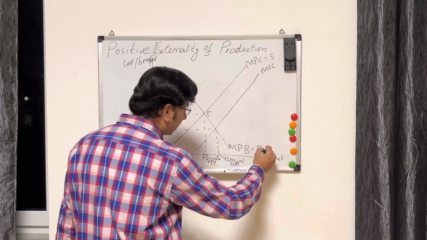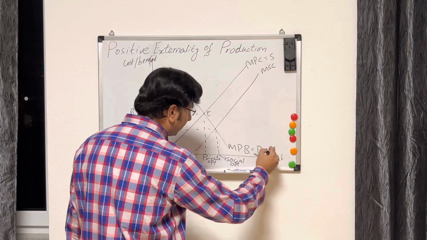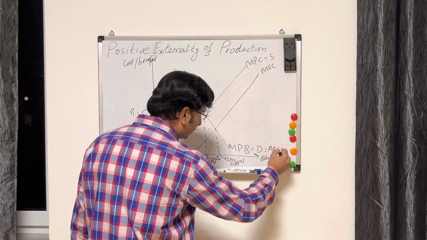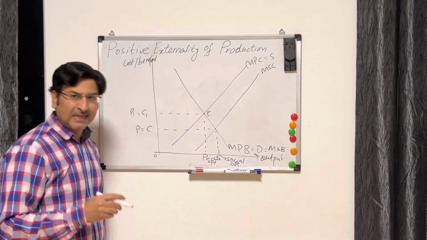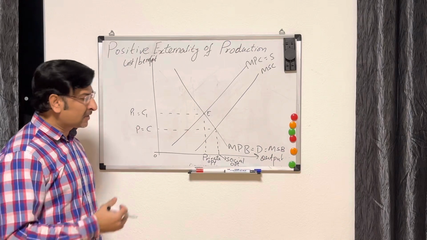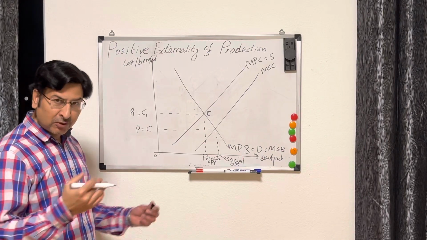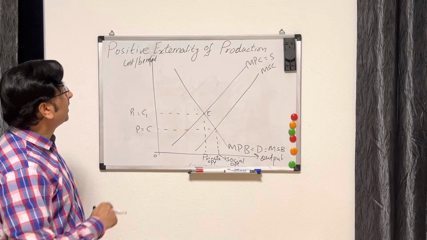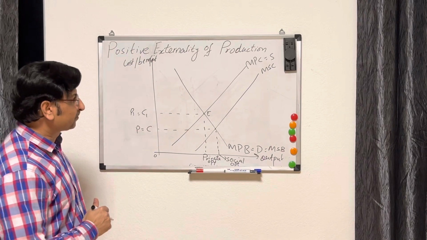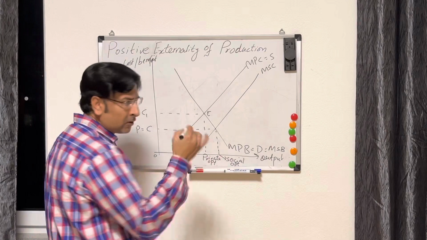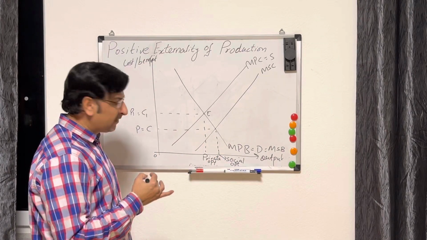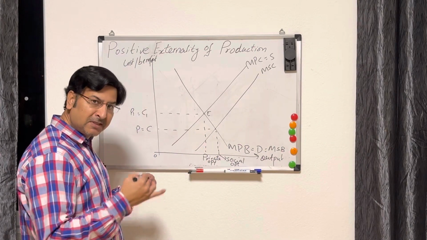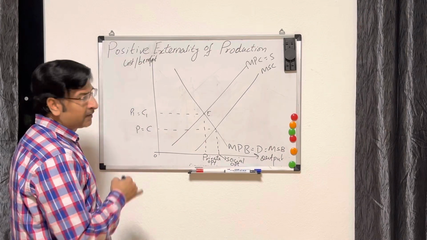Just like in the previous case, I assume here that private benefit is equal to the social benefit, assuming that there is no positive externality of consumption taking place, to make our model simple, since this is the case of positive externality of production. So in order to find the deadweight welfare loss, we follow the same steps as we did in the first case.